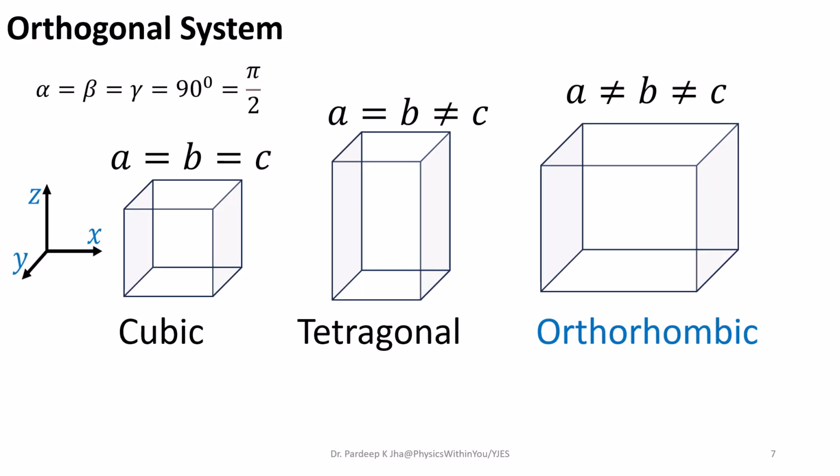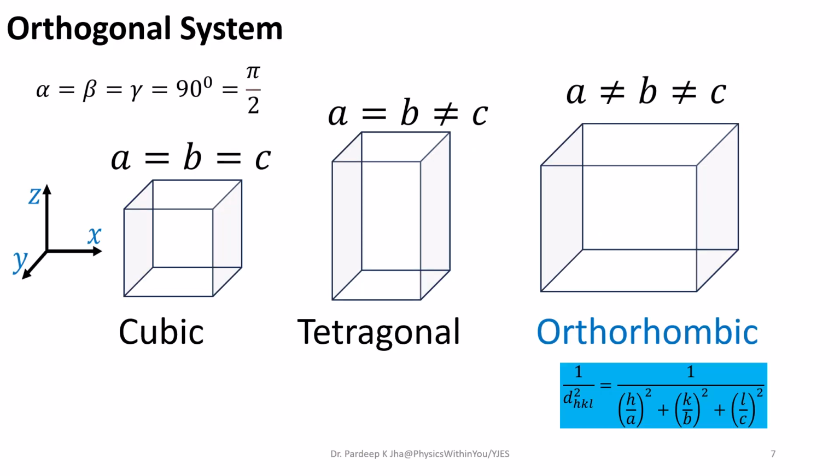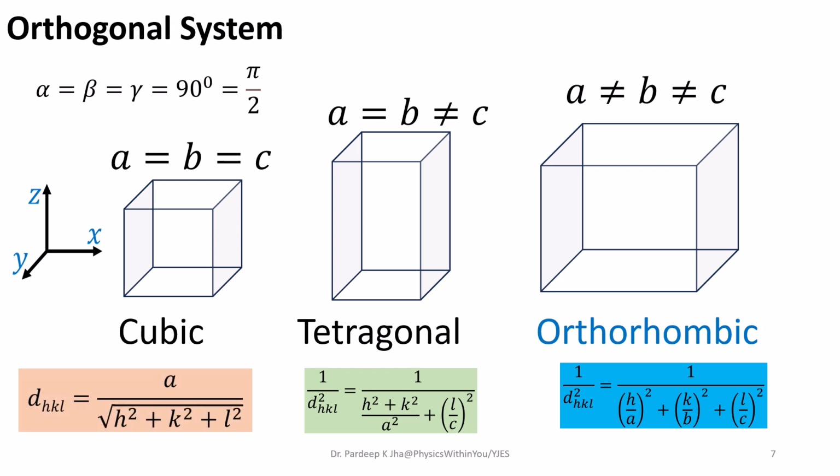Knowing this, let me summarize for the orthogonal systems: the cubic, tetragonal, and orthorhombic. We know about the orthorhombic, so we can derive it in the reverse way. For the tetragonal, 1 upon d square equals h square plus k square upon a square plus l upon c whole square. This is the formula for the tetragonal, and for the cubic it is very simple: the lattice length upon the square root of the sum of squares of all Miller indices. So this is a simple case.